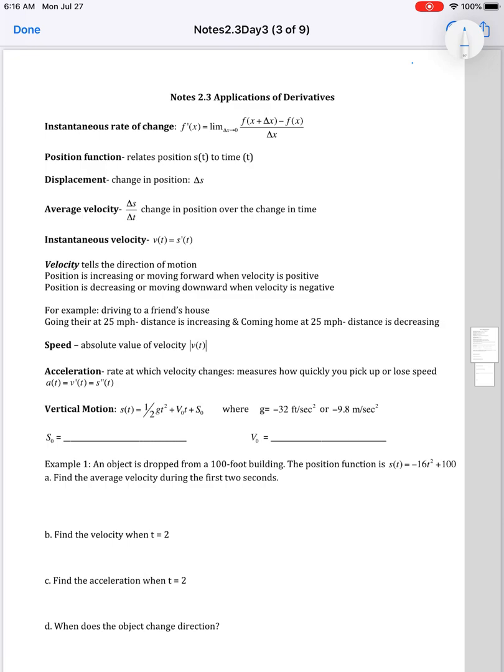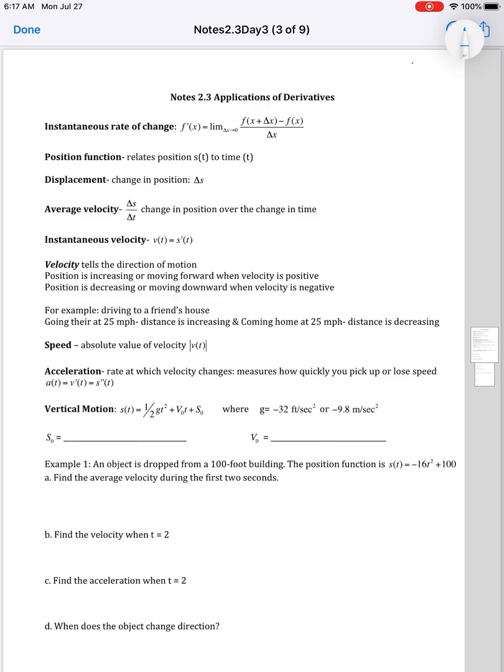So the instantaneous rate of change, that is basically the derivative. So you have the short way, f prime of x, or you have the long way using the limit definition. You can always use the shortcut method. You do not need to use the limit definition.